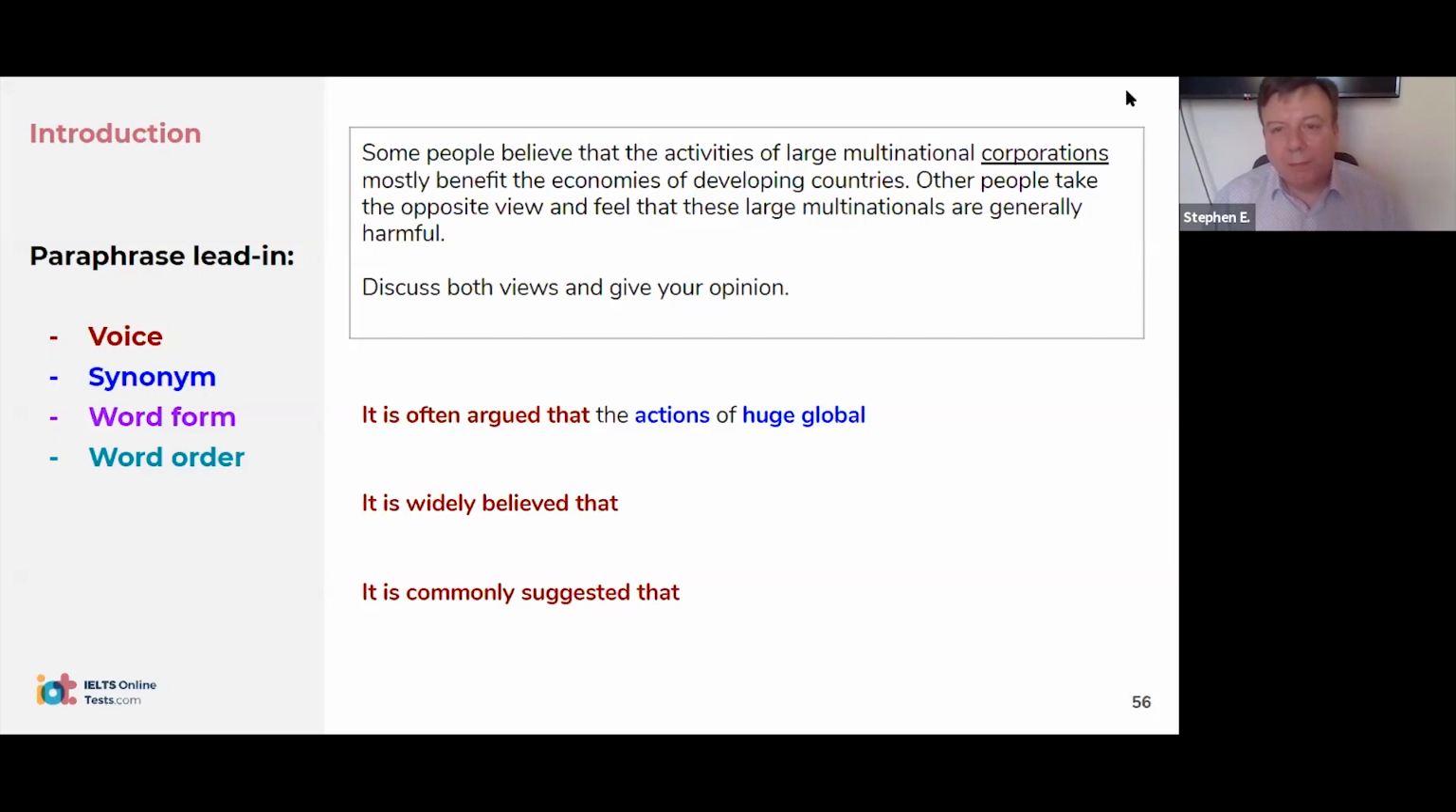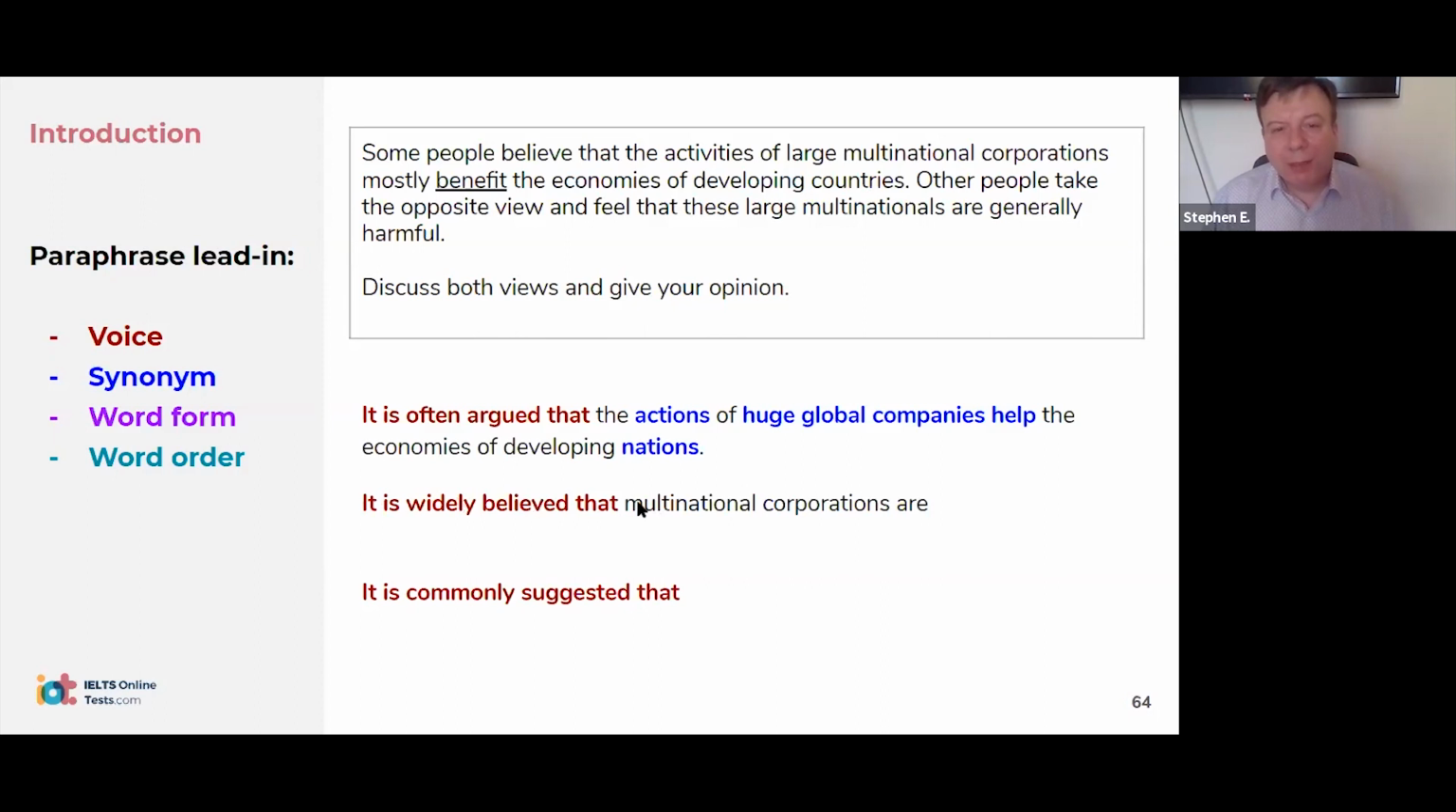That's it, good, yeah. Companies, okay. Right, benefit. Think of another word for benefit. Okay, well, we can say help, okay. Right, developing countries, okay. So, what are we going to change that to? Nations, all right, yeah, good.